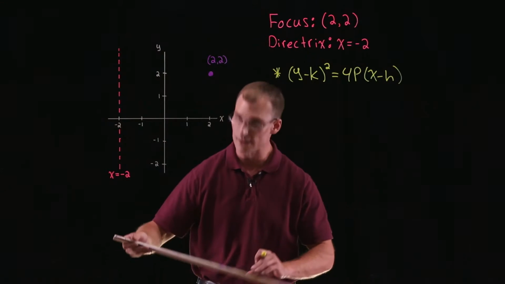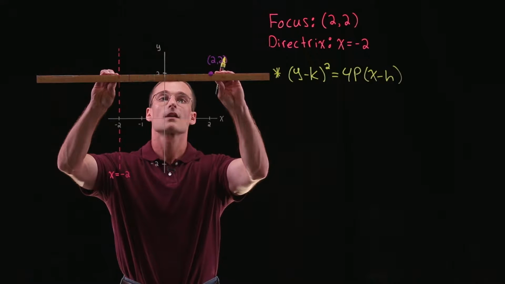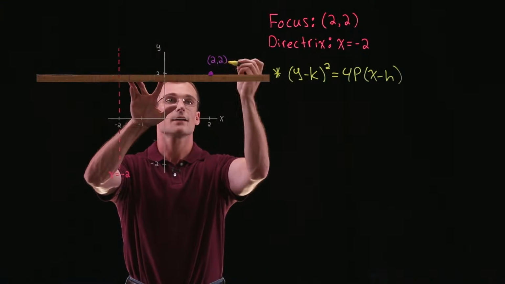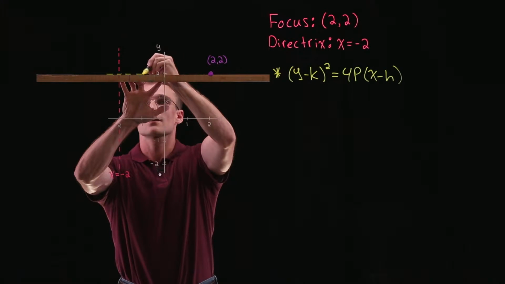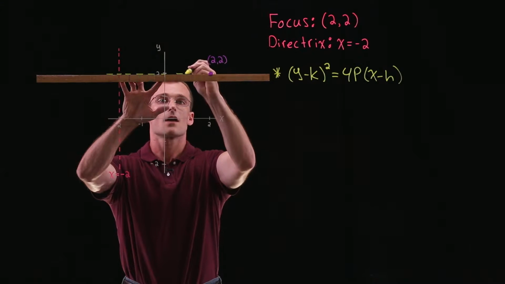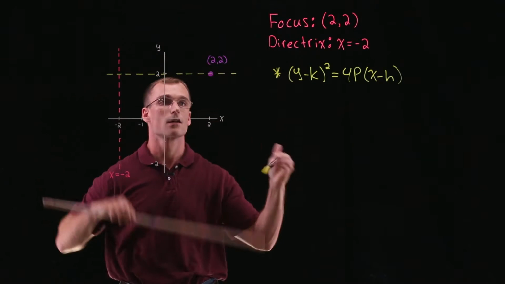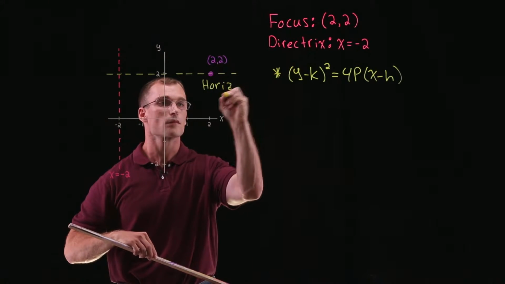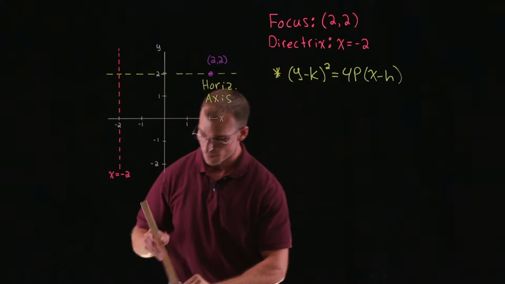So for right now, we're actually going to sketch that in, for reasons we'll see in just a moment. I'm just going to sketch what the horizontal axis would be, again going through our point (2, 2), perpendicular to our directrix. So that's our horizontal axis.